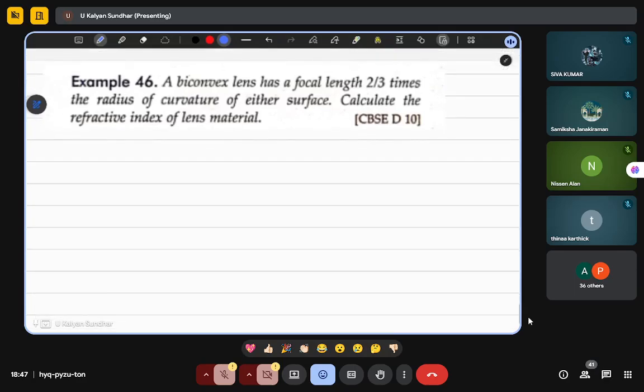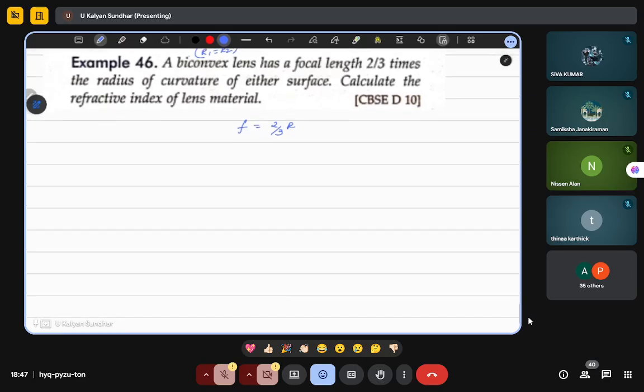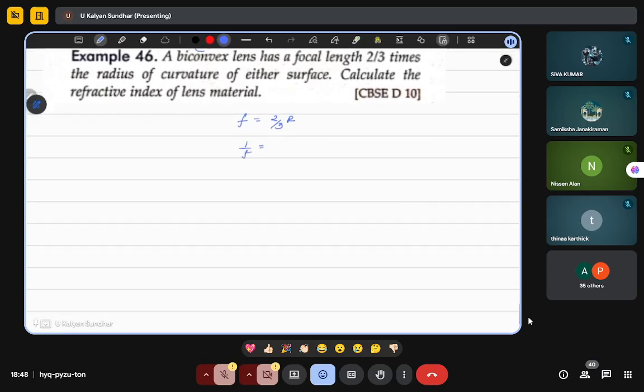So biconvex lens, what does it mean? Both surfaces are convex with the same radius, so R1 will be equal to R2. They call it biconvex or equiconvex, equal radii. Now, the focal length is equal to 2 by 3 times the R value. We know the relation: 1 by F is equal to (mu minus 1) into (1 by R1 minus 1 by R2).